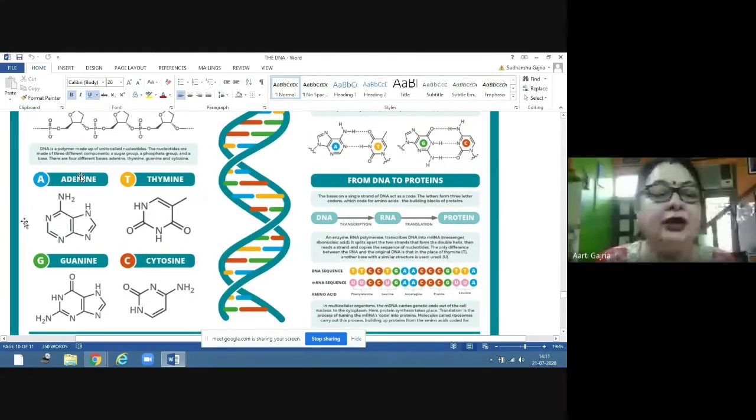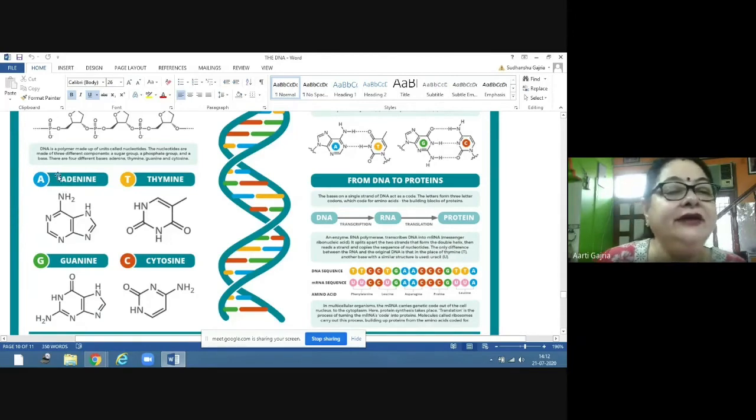Now see this. These are the nitrogenous bases: adenine, thymine, guanine, and cytosine. Now see the difference. Adenine and guanine are purines, and thymine and cytosine are pyrimidines. Okay. Now adenine and guanine, the purines, have 2 ring structures. And these pyrimidines have 1 ring structure. Now, whenever complementary base pairing is done, one nitrogenous base is a purine and the other is a pyrimidine.